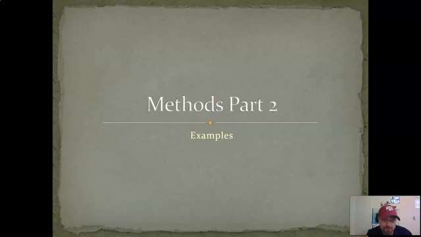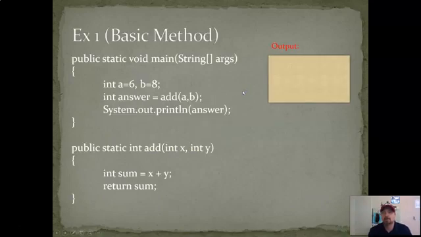Methods Part 2. This set is going to be a lot of examples. Alright, so here we have an example of a basic method. So public static void main, String[] args, with curly braces. In main, we create A as 6, B as 8.